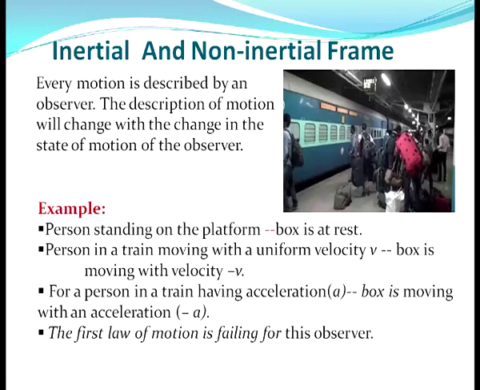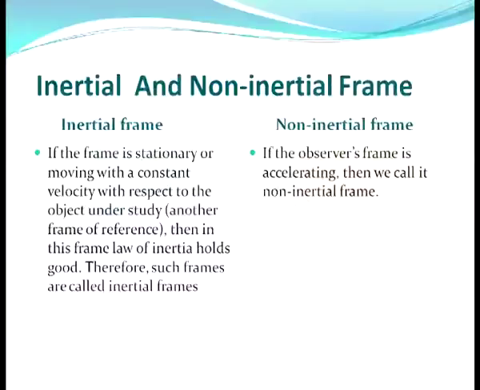That means, as the two persons are in two frames of reference, they are viewing the same object differently. But if a person is in a train which is moving with an acceleration a, he will see the box as moving with an acceleration of minus a. So, in this frame of reference, the first law of motion is failing for this observer. Now, we can differentiate what is an inertial frame of reference and what is a non-inertial frame of reference.